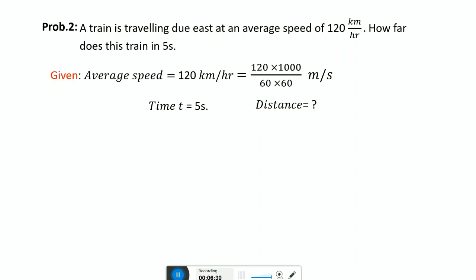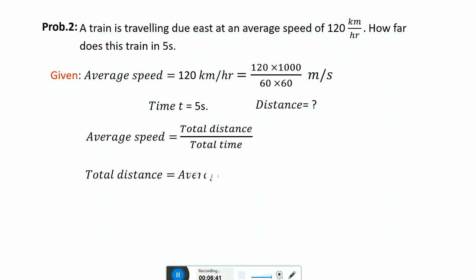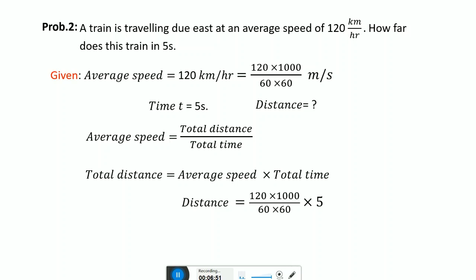So write down the formula. Average speed is equal to total distance by total time. So rearrange this, we get total distance is equal to average speed into total time. Putting value of average speed and total time, that is equal to 120 into 1000 by 60 into 60 into 5. By solving this, we get distance is equal to 0.1665 into 10 raised to 3 or 166.5 meter.